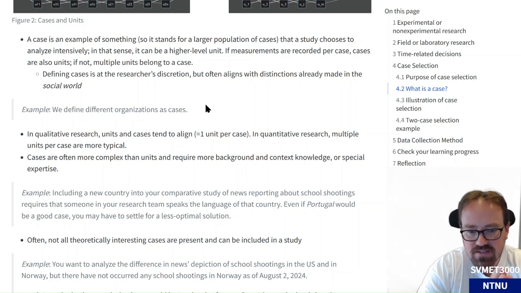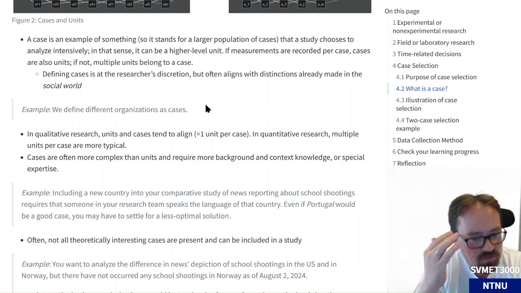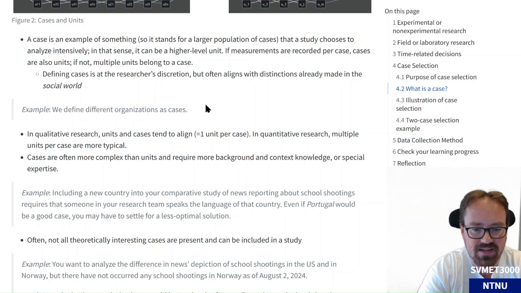units and cases differ in the scientific approach to them. So cases are often viewed as something more complex than units. Units, you just amass some of them and use them as you find them, whereas cases have their background story. They require more background and context knowledge to get the most out of the analysis. Sometimes you also need special expertise.